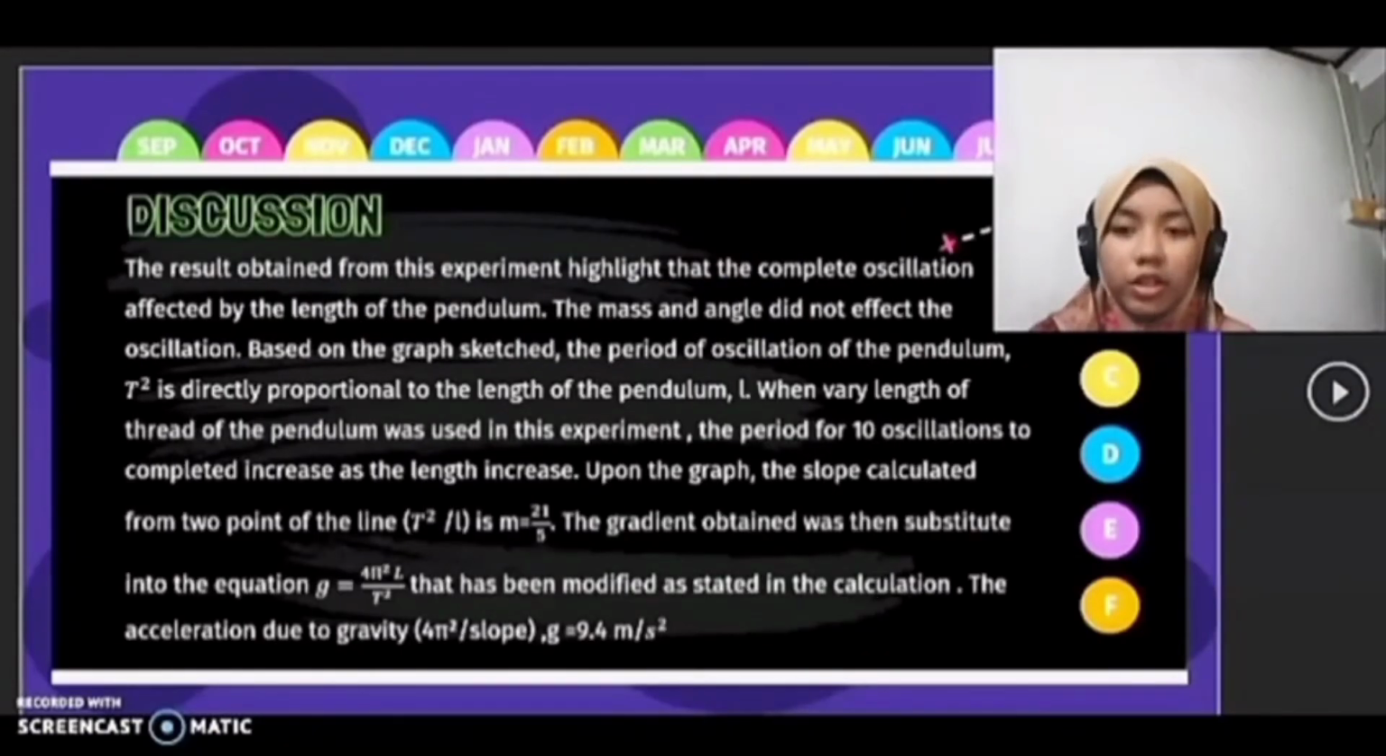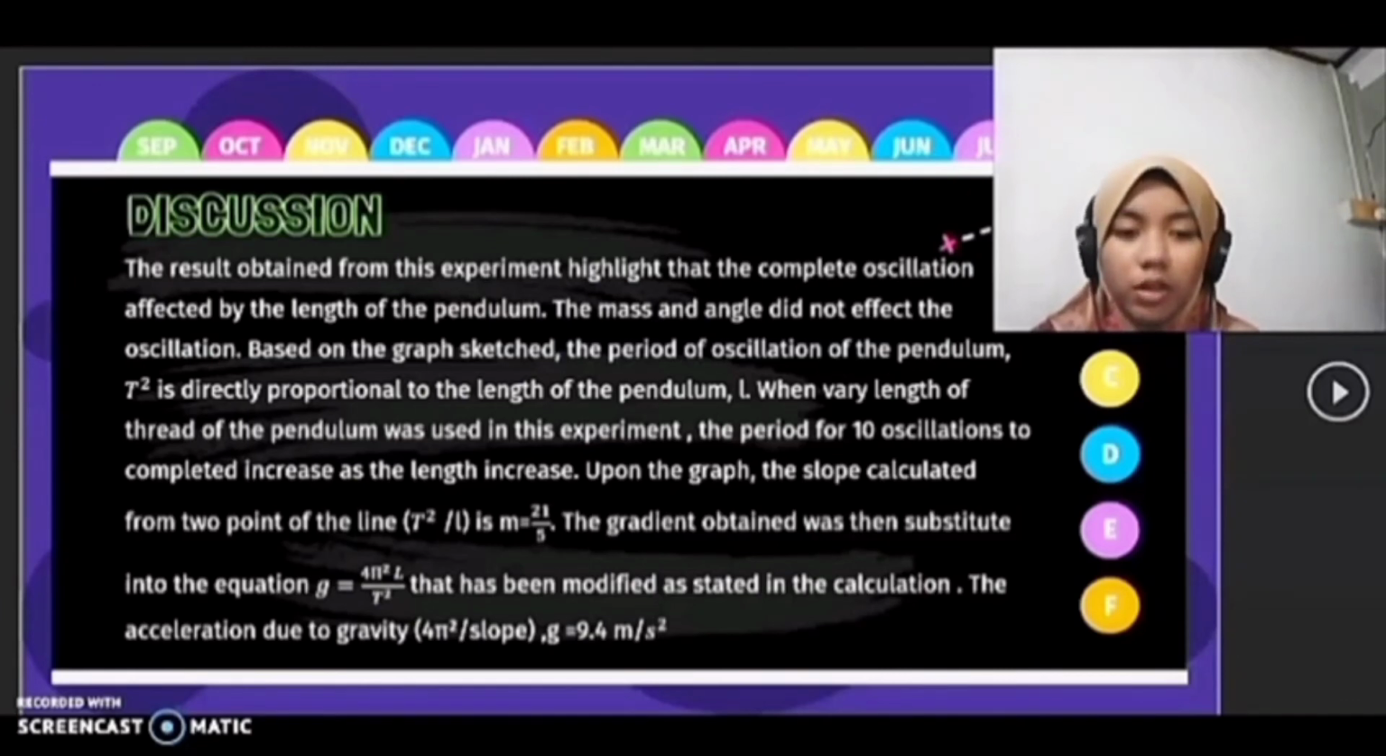Next, the discussion. The result obtained from this experiment highlights that the complete oscillation is affected by the length of the pendulum. The mass and angle did not affect the oscillation. Based on the graph sketch, the period of oscillation of the pendulum, T squared, is directly proportional to the length of the pendulum L. When the length of the thread was varied in this experiment, the time for oscillation to complete increased as the length increased.